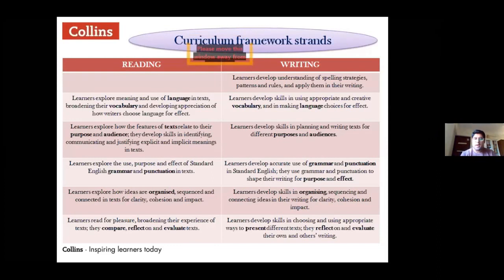While reading, the learners need to know how the ideas are organized, how they are sequenced, and how they are connected in the text for clarity, cohesion, and impact. When they're writing, they need to develop skills in organizing, sequencing, and connecting ideas in their writing, again for clarity, cohesion, and impact. When they're reading, talk about broadened experience, comparison, reflection, and evaluation. So if they compare, reflect, and evaluate, naturally that's going to transpire into their writing as well. So these are the broad curriculum framework strands that have been identified in the new syllabus 0861.